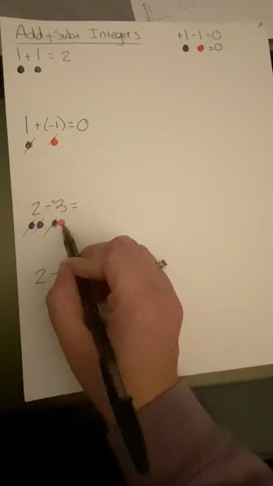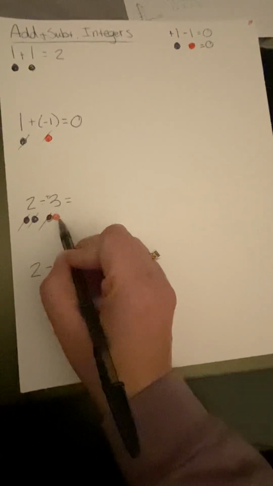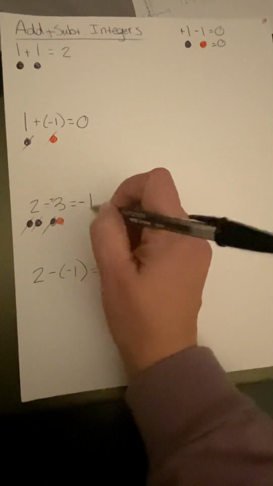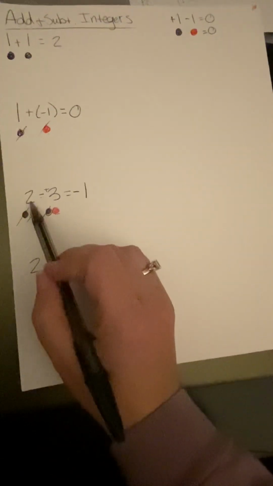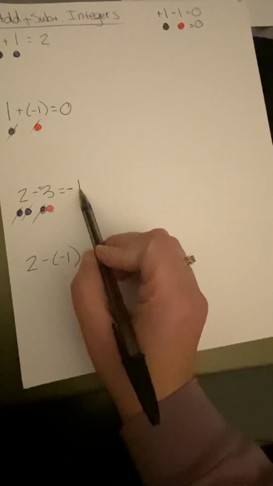And what am I left with? I'm left with 1 negative integer chip. So that would be -1. So +2 minus +3 is equal to -1.